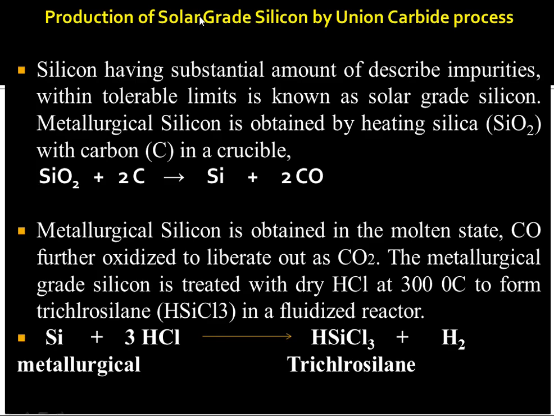And that silicon is called solar grade silicon. First of all, we produce pure silicon, which is then doped, that is, impurities are added to the silicon, so that it is useful for the production of PV cells. Those silicons are called solar grade silicon. Generally, the production of solar grade silicon is done by one process, called the Union Carbide process.